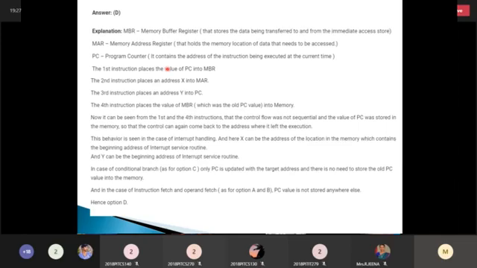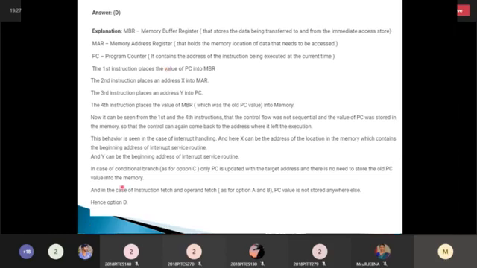So now it can be seen from the first and the fourth instruction that the control flow was not sequential. The value of PC was stored in the memory so that the control can again come back to the address where it left the execution. So this behavior is seen in the case of interrupt handling. And here X can be the address of the location in the memory, which contains the beginning address of interrupt service routine. And Y can be the beginning address of interrupt service routine.